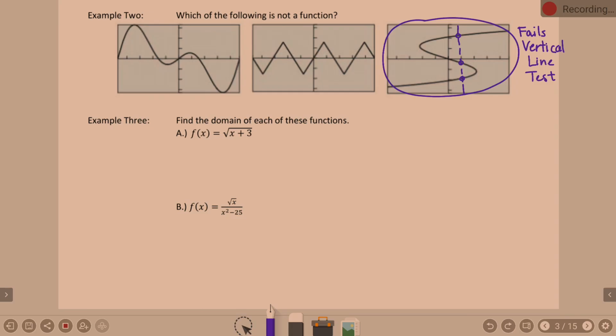I mean, I don't know, did you guys do vertical line tests in middle school? I remember teaching it in 7th grade. Oh yeah, I'm sure we talked about it last year too, but okay.